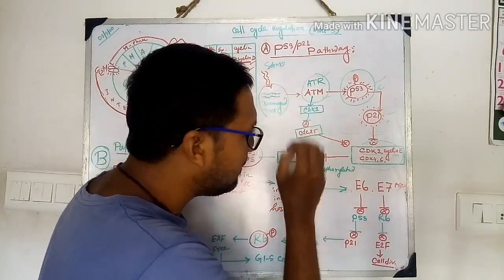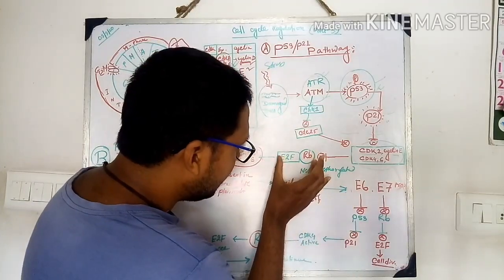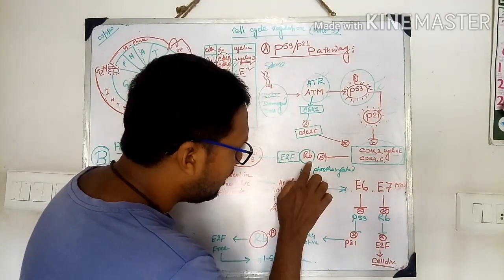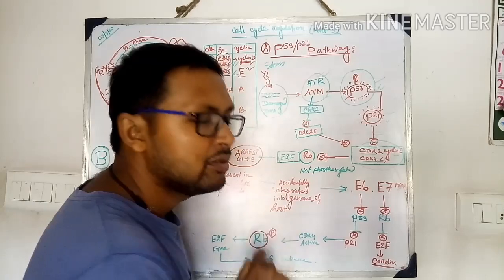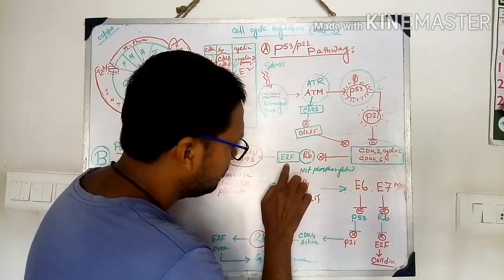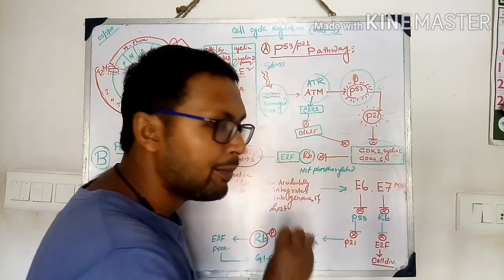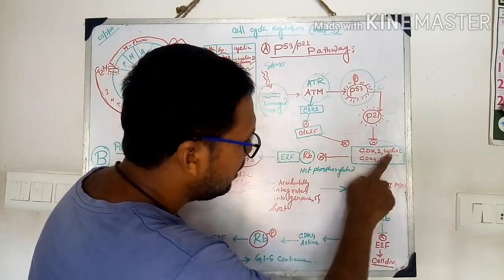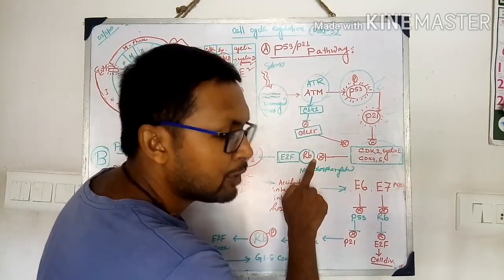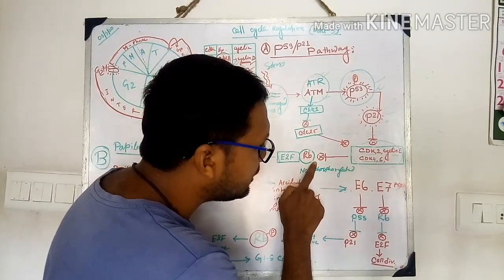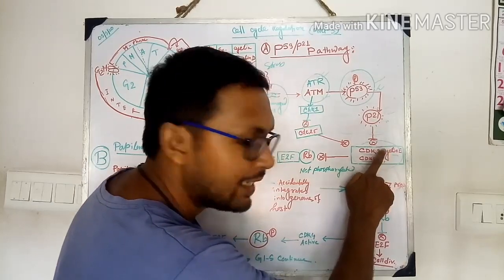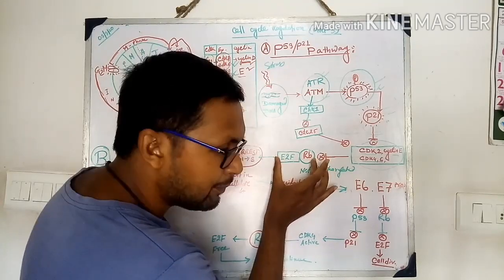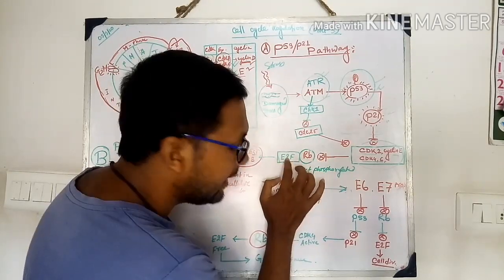This RB gene is very important because, under normal non-phosphorylated condition, RB is attached to the E2F transcription factor protein. When DNA damage occurs, RB is not phosphorylated, because RB phosphorylation is totally dependent upon the activity of CDK2 and cyclin E complexes. So non-phosphorylated RB remains attached to the E2F protein.